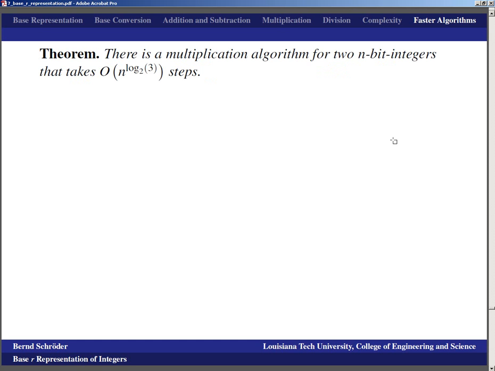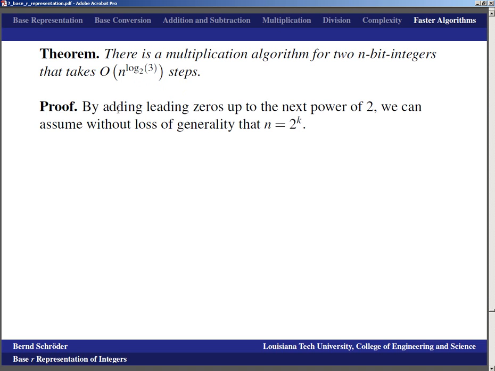Okay, so what does that tell us? That tells us now that there is a multiplication for 2 n-bit integers that takes O of n to the log 2 of 3 steps, and of course log 2 of 3 is smaller than 2, which is nice. And well, let's just go through the proof, because this is now just a little bit of algebra here. Because basically, by adding zeros up to the next power of 2, we can assume without loss of generality that the number of digits is 2 to the k.